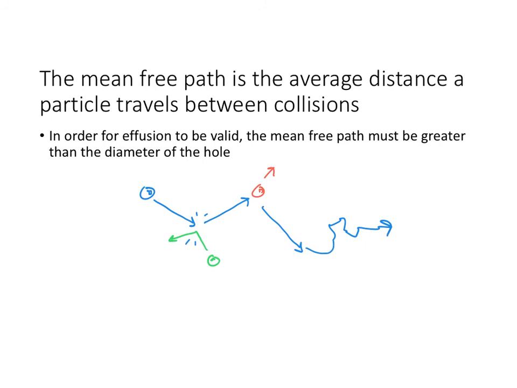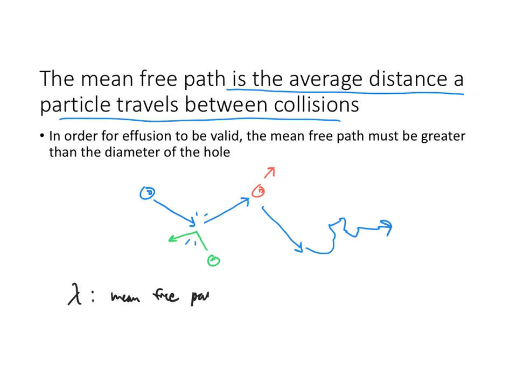The mean free path is how far it goes between collisions. See, the title says it's the average distance that a particle travels between collisions. The symbol that we use to represent the mean free path is lambda, and it's going to be in units of meters. It tells us how far the particle is going between collisions, okay?